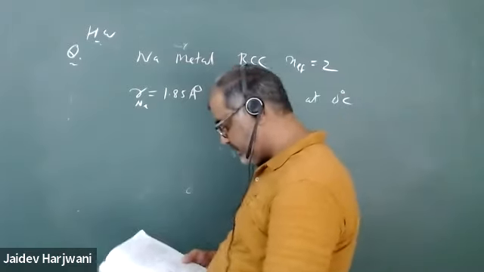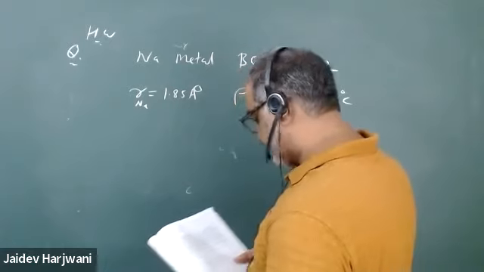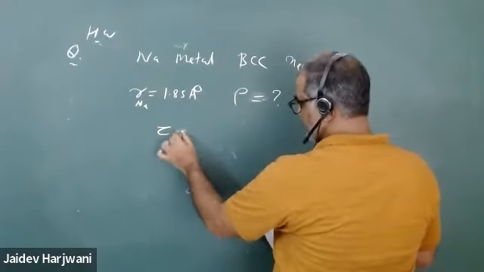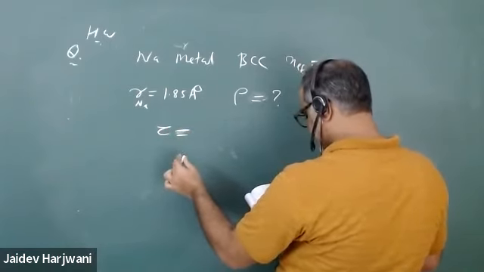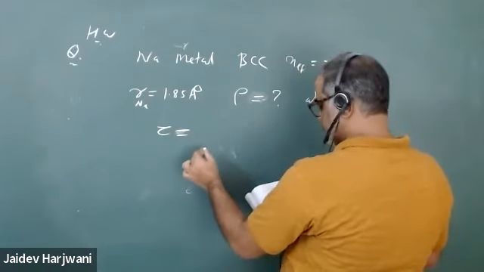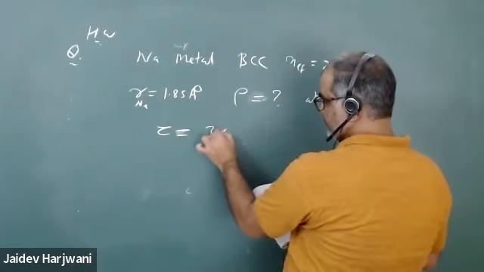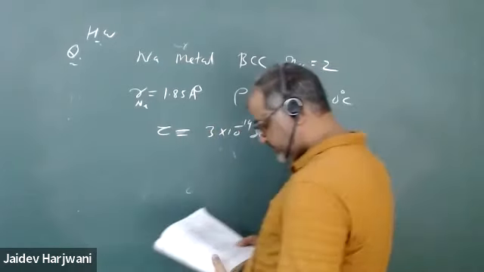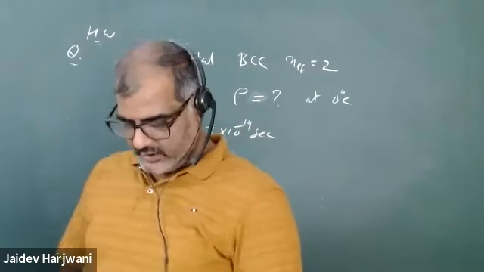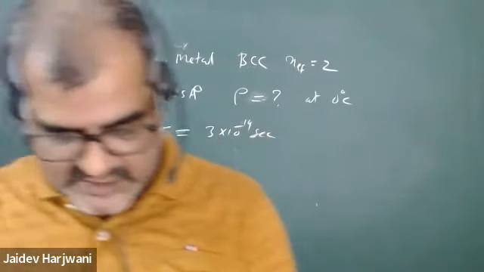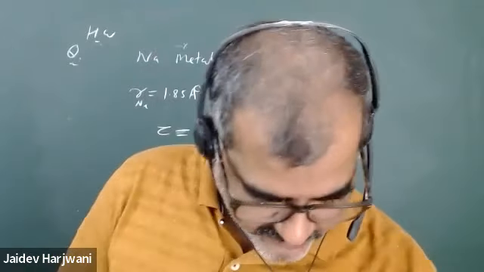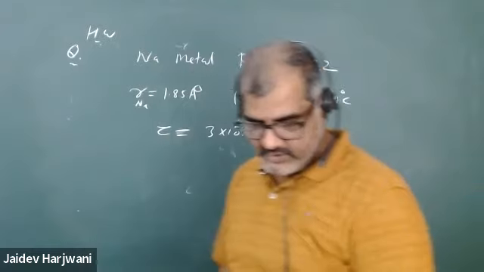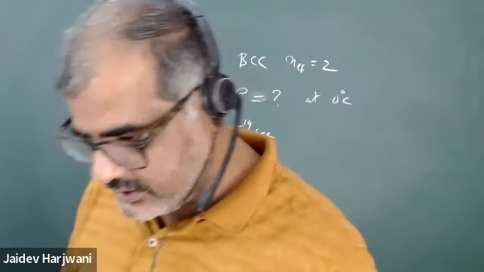For that you have been given the mean free time, 3 into 10 to power minus 14 seconds. So these values are given to you and you need to find out the resistivity of the metal. Bhejo solve karke bhejo mujhe. So I'm stopping here now.